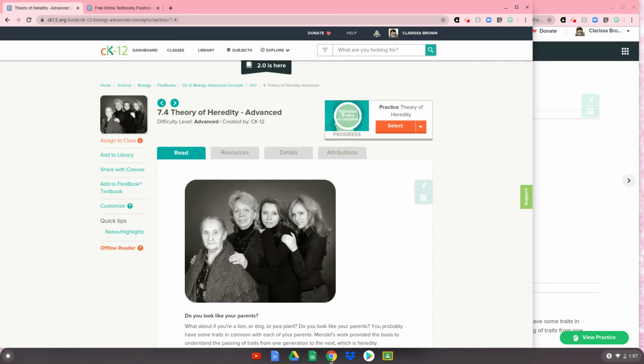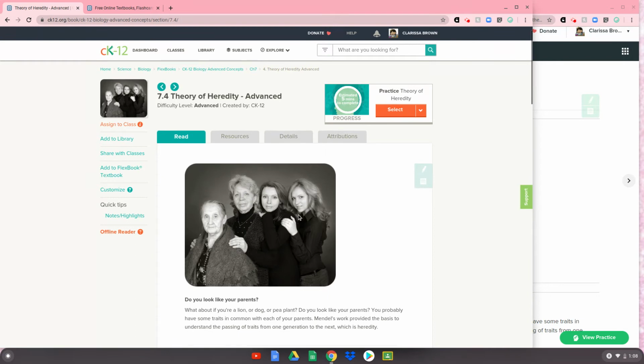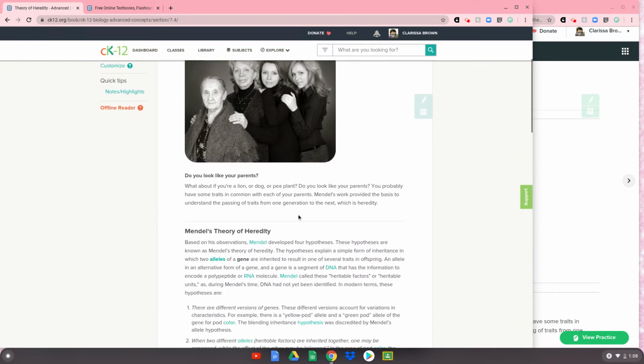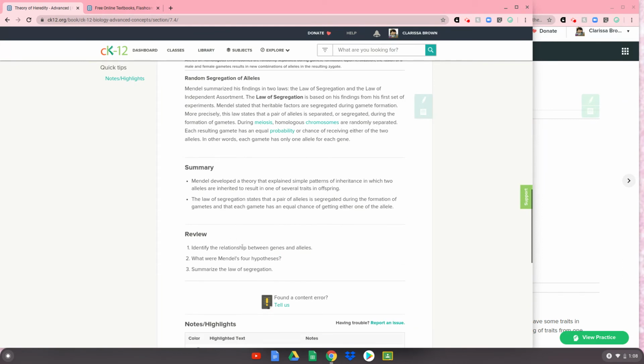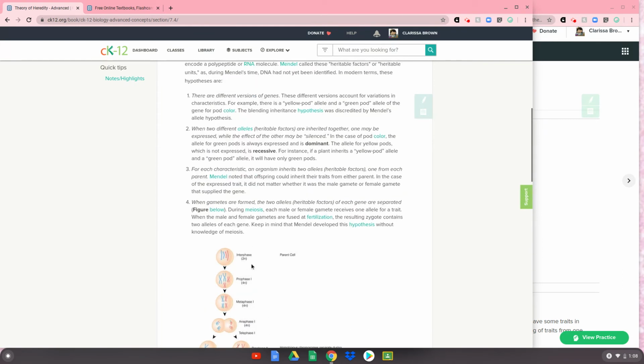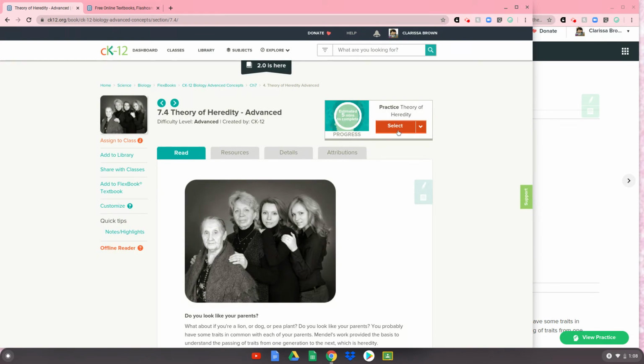Here, an example is something from a Flexbook about advanced biology, and this is chapter 7, section 4, theories of heredity. You have a picture of whoever these people are, and text, an image, and some review questions. There are also some practice problems that you can go through.